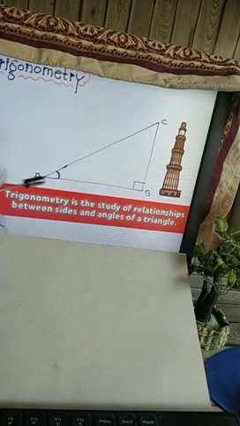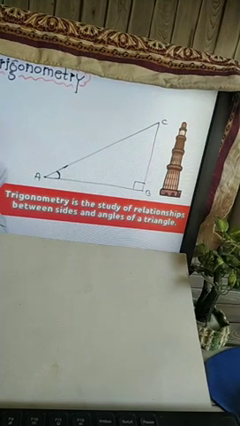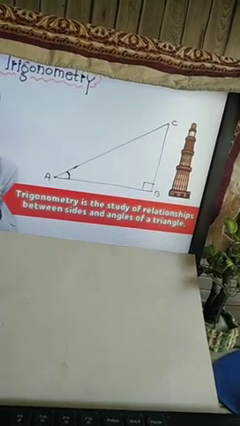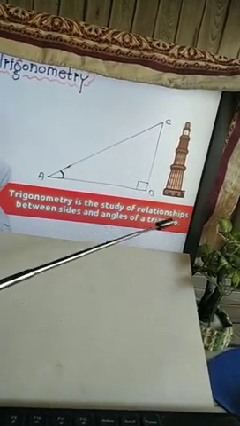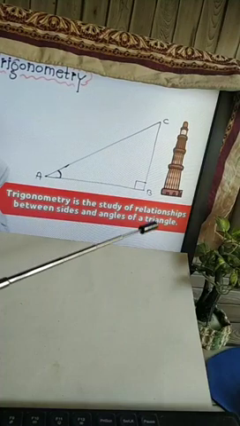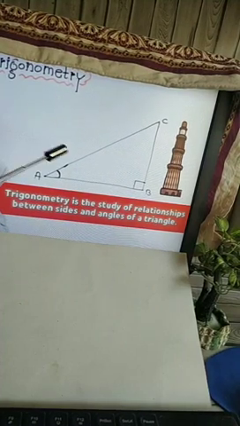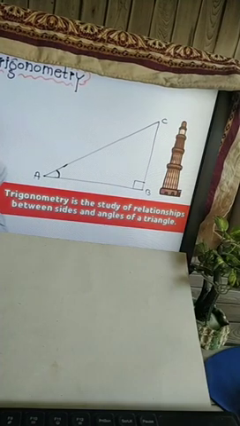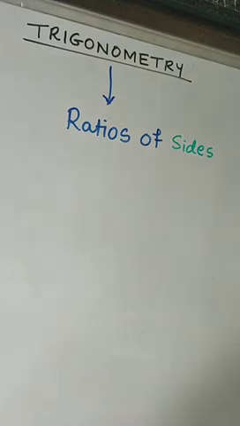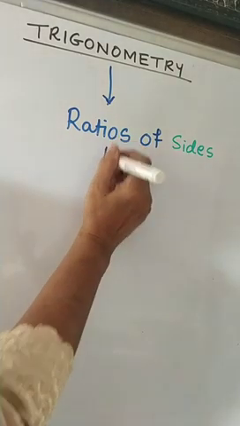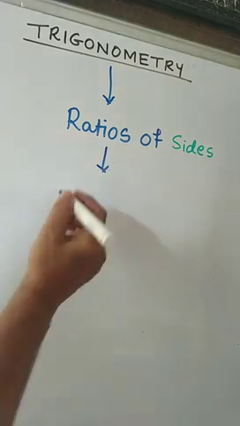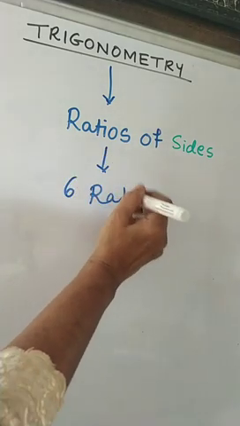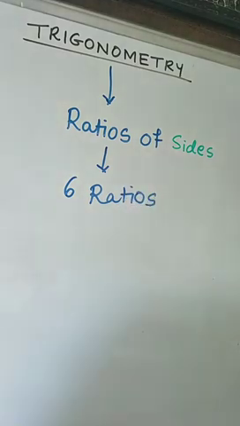As I told you, when you relate it with a right angle triangle like this, then what else is trigonometry? Trigonometry is the study of relationships between sides and angles of a triangle. So it's not only about sides, it's also about angles of a right angle triangle. So trigonometry is about ratios of sides. How many ratios? 6 ratios. So there are 6 ratios of sides, and what are those ratios called as?